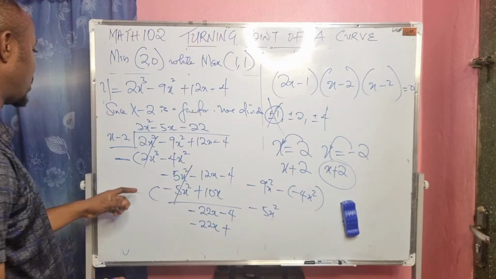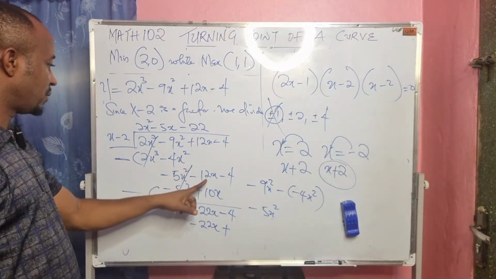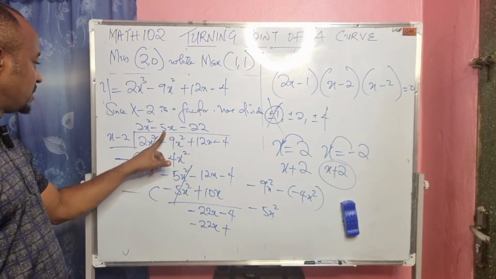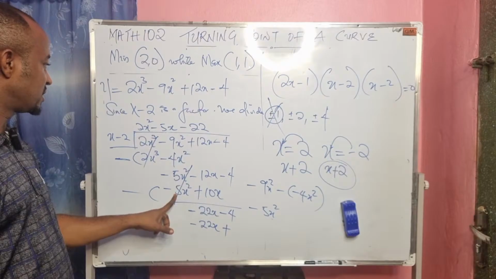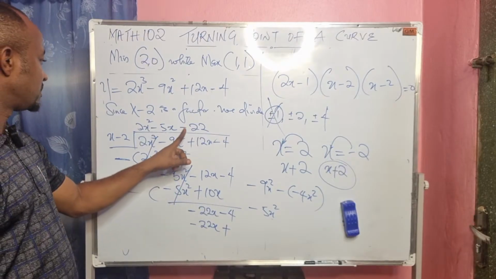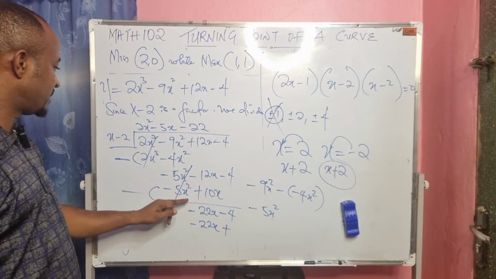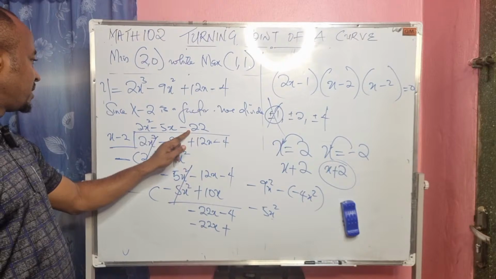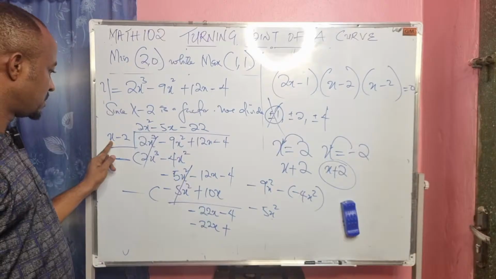Okay, I think there's a mistake somewhere. Let's verify again and see. Here we have this. When we divide this with this, we have this. This times this will give us this, right? Then this. Minus 22 times this gives us this.